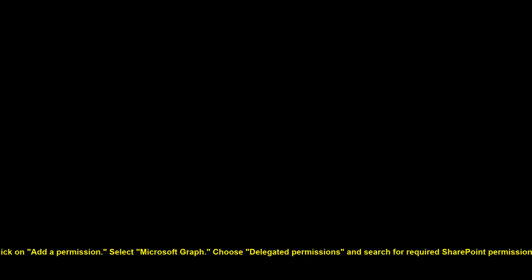Now, go to the API Permissions section in the left menu. Click on Add a Permission. Select Microsoft Graph. Choose Delegated Permissions and search for required permissions like Sites.Read.All and Sites.ReadWrite.All. After adding permissions, click the Grant Admin Consent button.